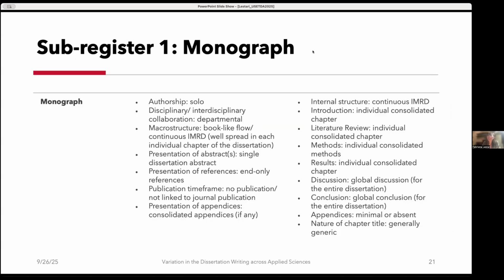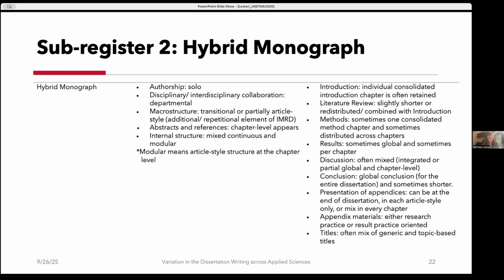So I found sub-register number 1, that is monograph, and I have the details, characteristics of the dissertations that belong to the monograph sub-register. For example, commonly it has a solo author, the graduate student just works by him or herself, and the macrostructure of the dissertation looks like a book flow. And then I also have other specific details for the characteristics of the other subregisters.